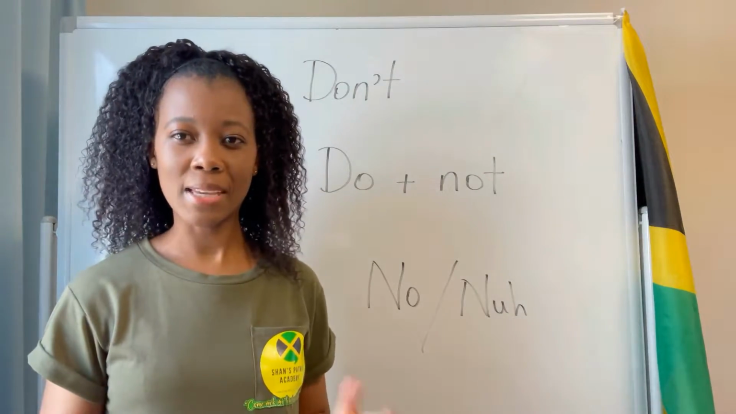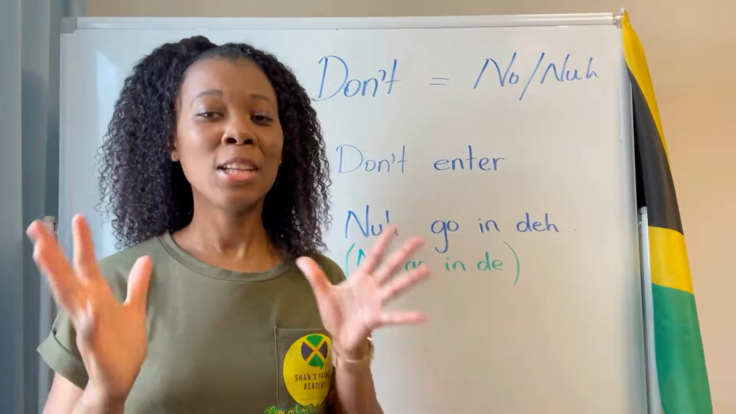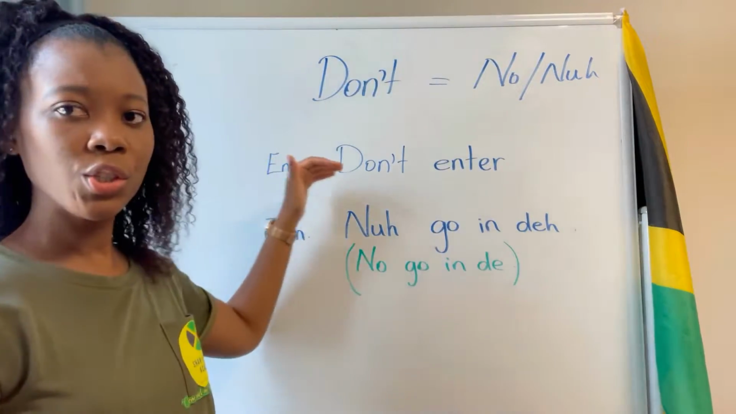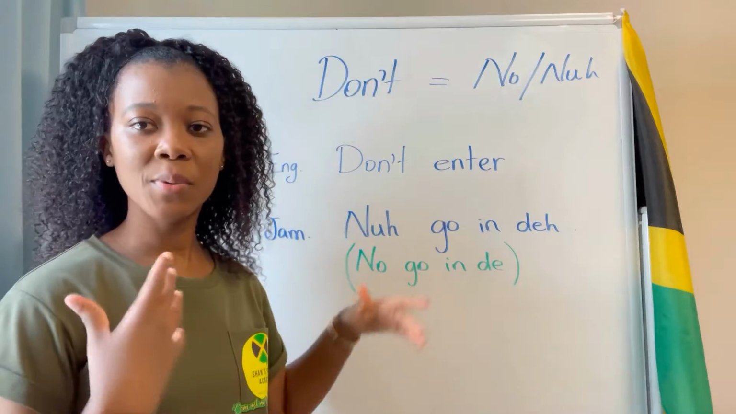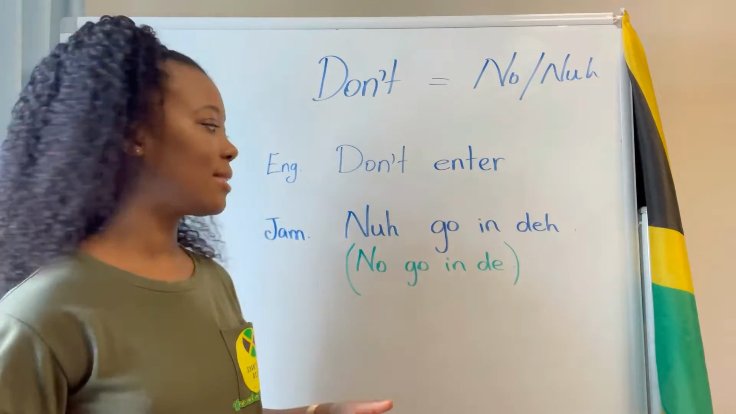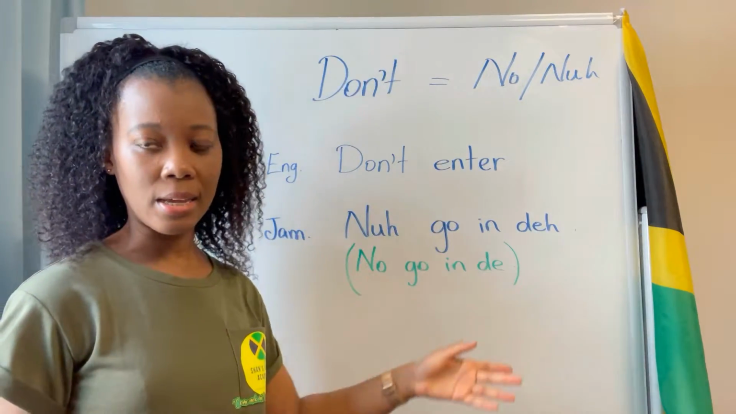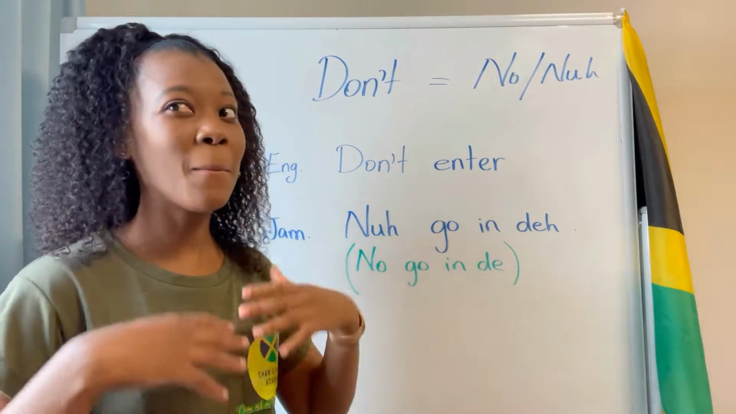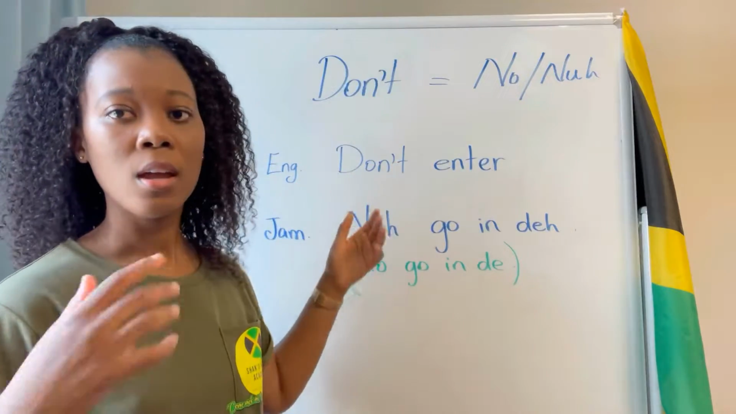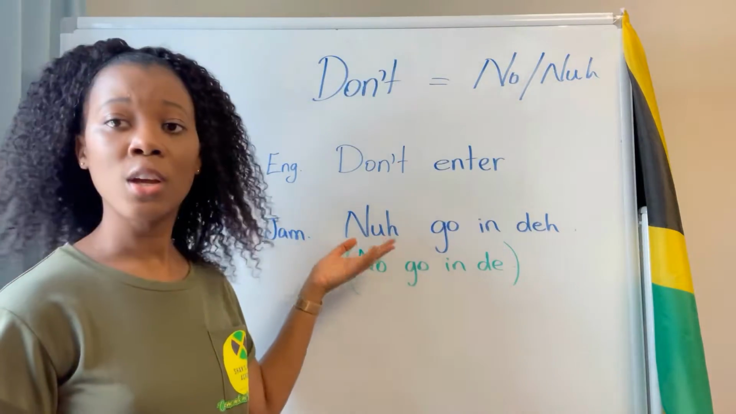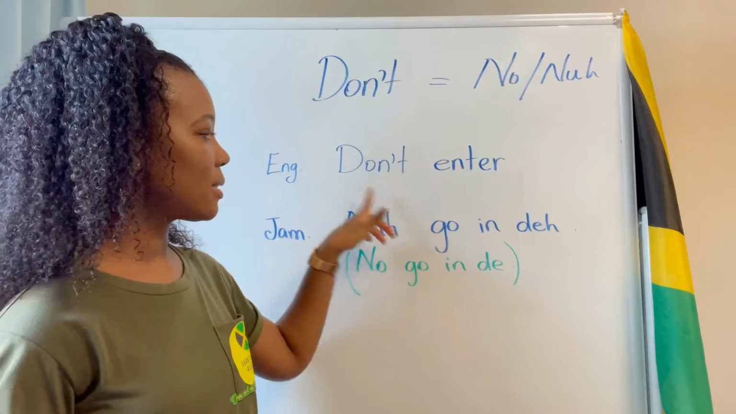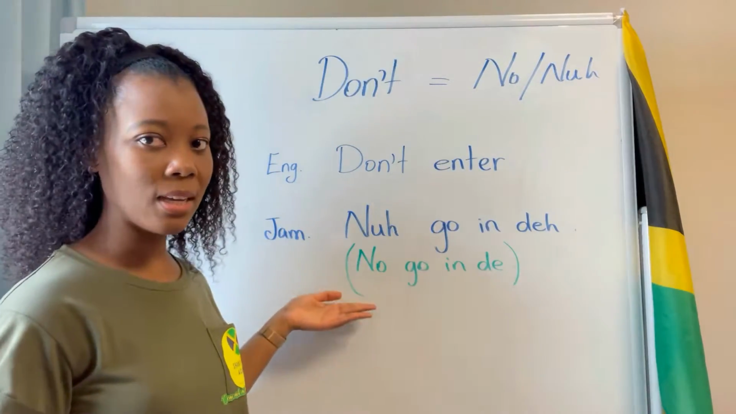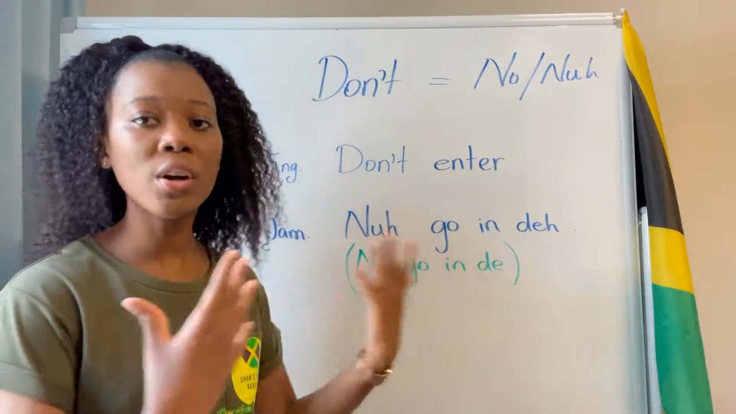Now, let me show you some example sentences. An example sentence would be, English, don't enter. In order to express this idea in Jamaican, you can say, no go in there. That's just one way you can express it. There are many ways to express this one idea. But in this example, we're going to use this one. No go in there. And if you notice, no here means don't. This is another variation in spelling.